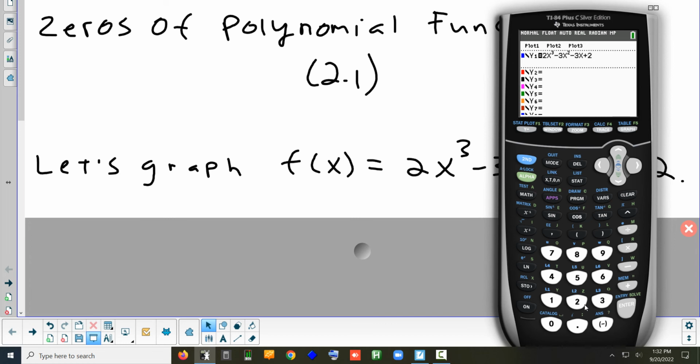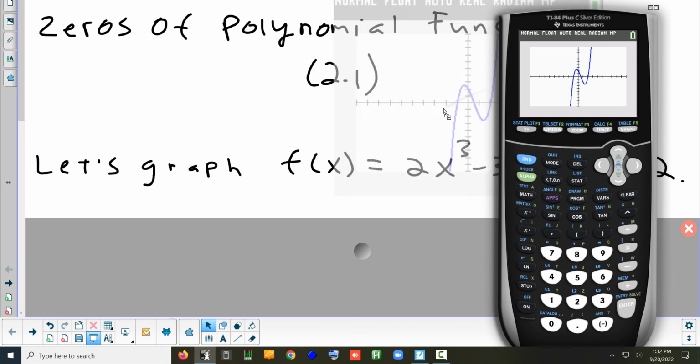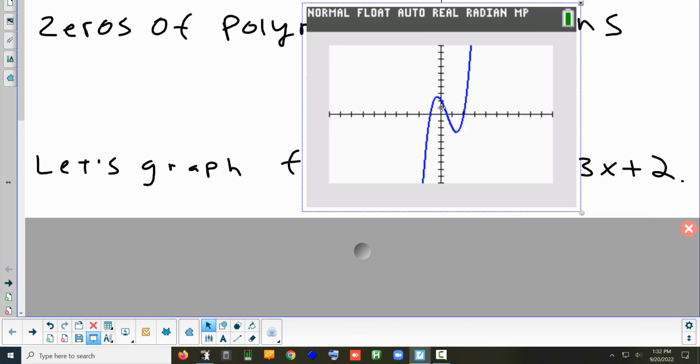Okay, what do I always do before I hit graph? What should we always do? Yep. Yeah, let's do zoom 6. That's going to give us a negative 10 to 10 on the x and the y, and it'll just reset the window. So let's do zoom 6. If that doesn't look good, we'll fix it. That looks fine. That's a good window. Okay, so how many people got a graph that looked something like that?